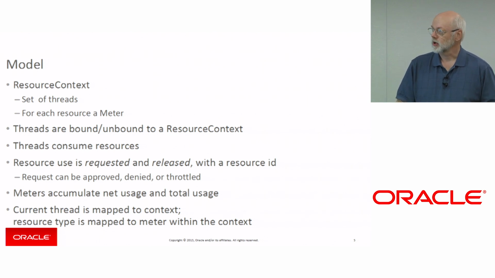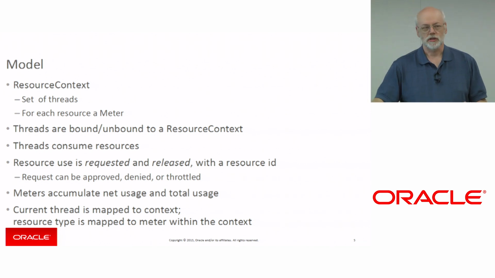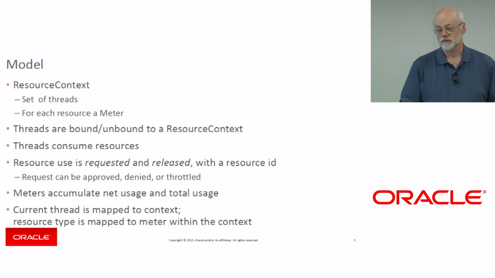And as part of it, the requests can be approved by the policy mechanism, denied, or there's a lightweight throttling mechanism that can slow the approval to use resources. Within the resource context, there are meters that accumulate net resource usage, the requests minus the releases, and also total usage over time. So if you want to know how many bytes have been totally requested or how many files have been opened, that's a separate count from the current net number of files that you have open.